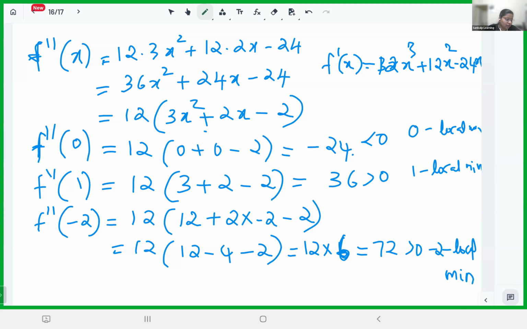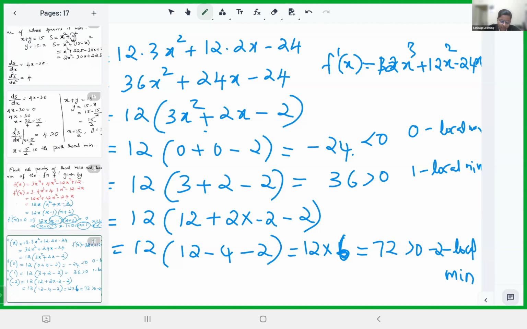And what we have to do is find out all points of local maxima and local minima of the function. Now we have got the points: x equal to 1, x equal to 0 and x equal to minus 2. At x equal to 0, it is a point of local maxima, right? So what is the local maximum value? Local maximum value is equal to f of 0.